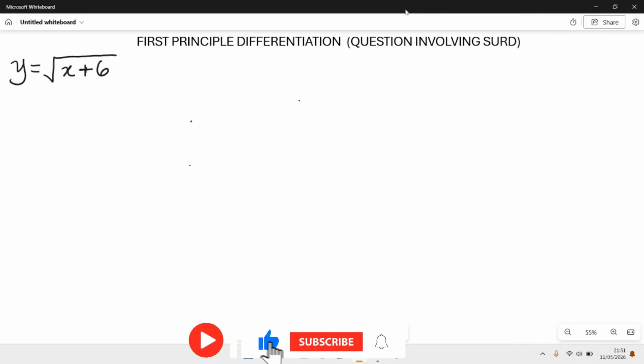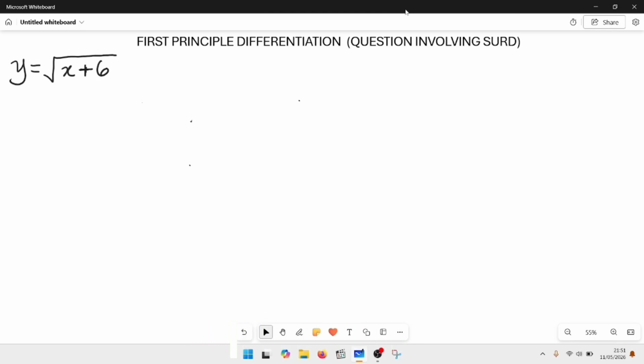2 days ago we talked about first principle differentiation, which involves fractions. Now today we're looking at first principle differentiation on questions involving square roots. Solve this question on the board.